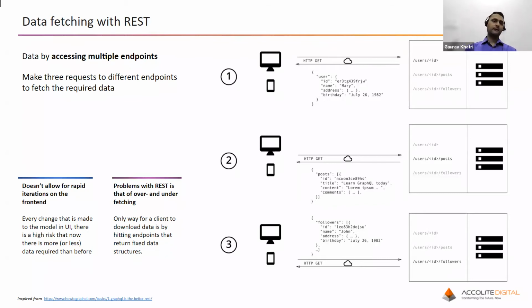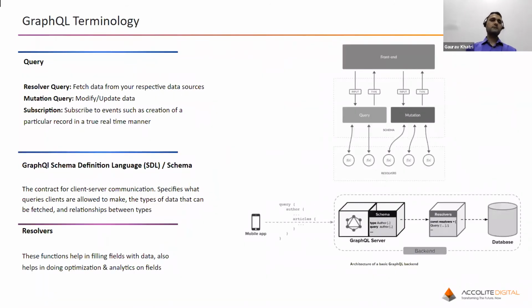Next, I want to discuss the GraphQL terminologies. In GraphQL we have 3 basic terminologies: query, schema, and resolver. In query we have further 3 sub-types. One is the query, which helps us fetch the data; the mutation, which helps us do DML operations or modify or update data; and the subscription, which helps us write real-time APIs if we have that kind of requirement.